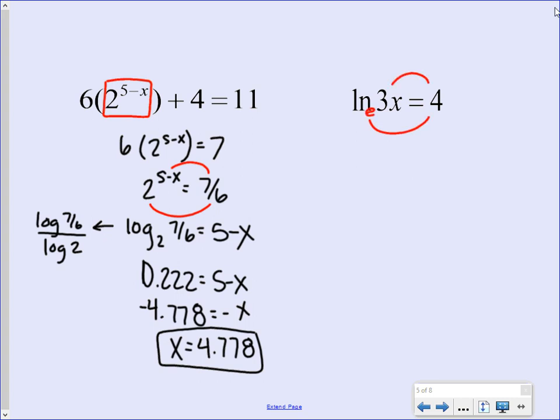Remember, if you can't remember, you can always draw in your little base e there for natural log. So we're saying e to the fourth equals 3x. I'll just have to divide by 3, and I get something like 18.199.